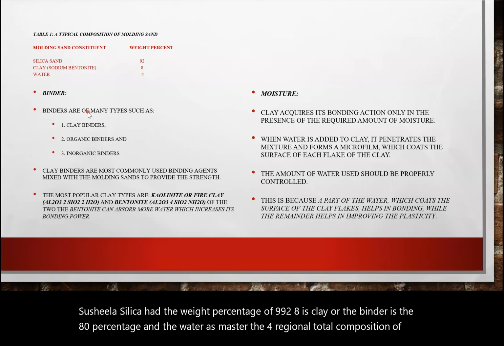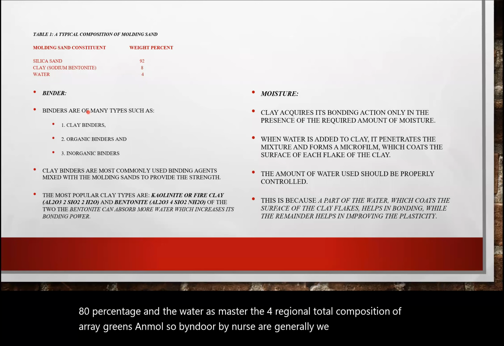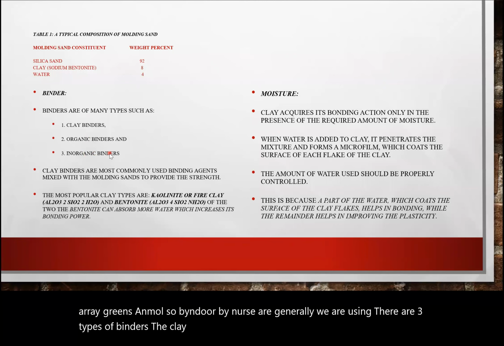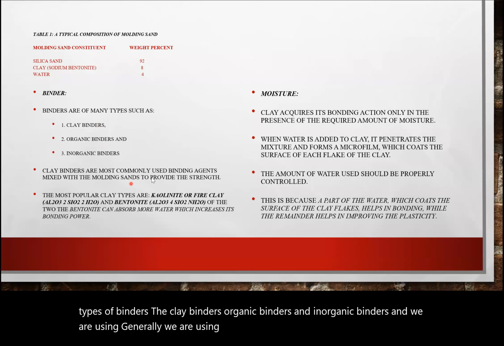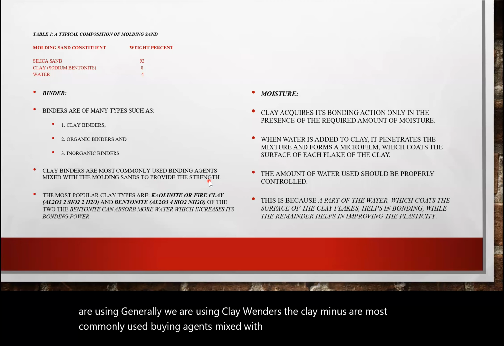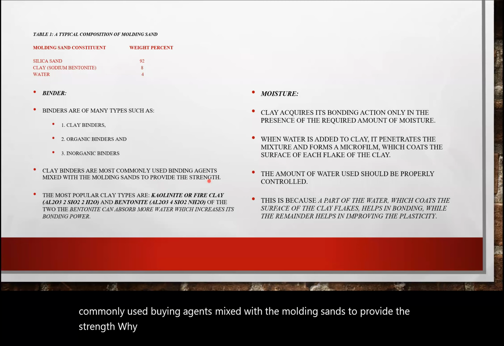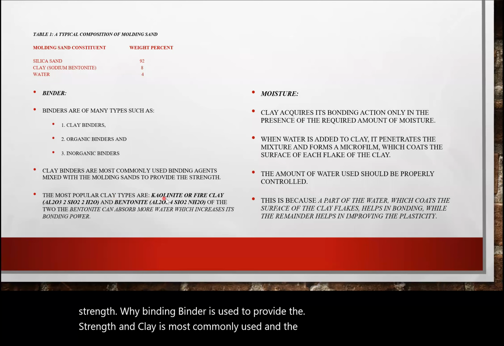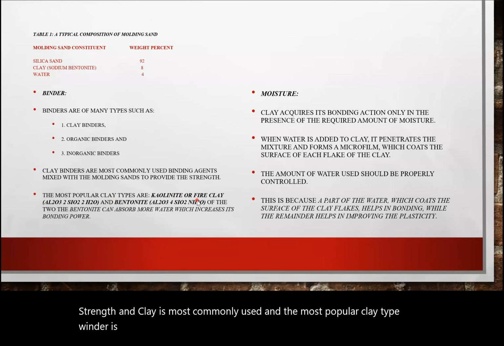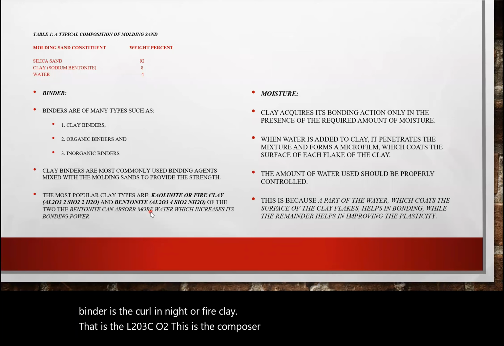Binders generally used are of three types: clay binders, organic binders, and inorganic binders. We are using clay binders. Clay binders are the most commonly used binding agents, mixed with the molding sands to provide strength. The most popular clay type binder is kaolinite or fire clay, that is Al2O3·SiO2. This is the clay material.